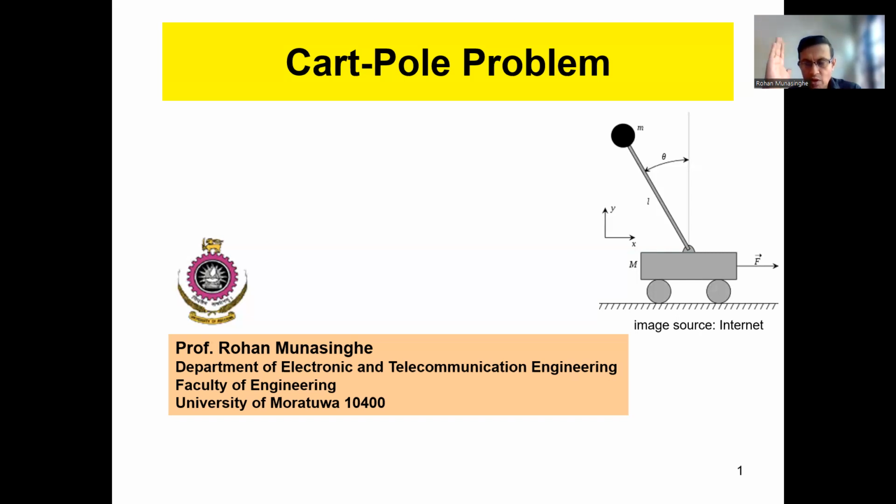So that is number one objective, stabilization. Number two is that you have to move the cart to a desired position and you have to stabilize the pole there. So therefore, this is a bit tricky.